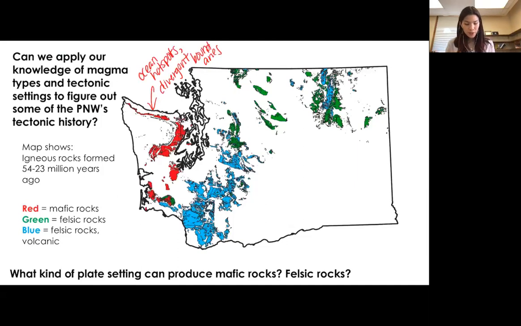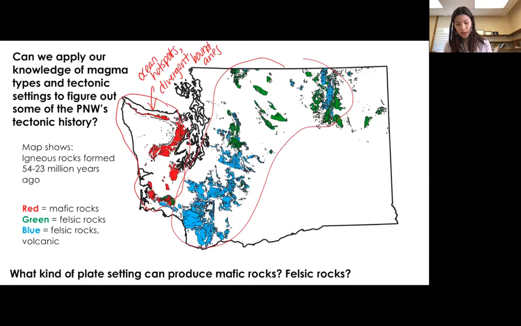All right, so these red rocks could be from a hotspot. They could be from divergent boundaries. These green and blue rocks are felsic. So that could be a convergent boundary, maybe an ocean-continent one. These could also be from a hotspot that is in a continent, right? We just talked about that bimodal volcanism.